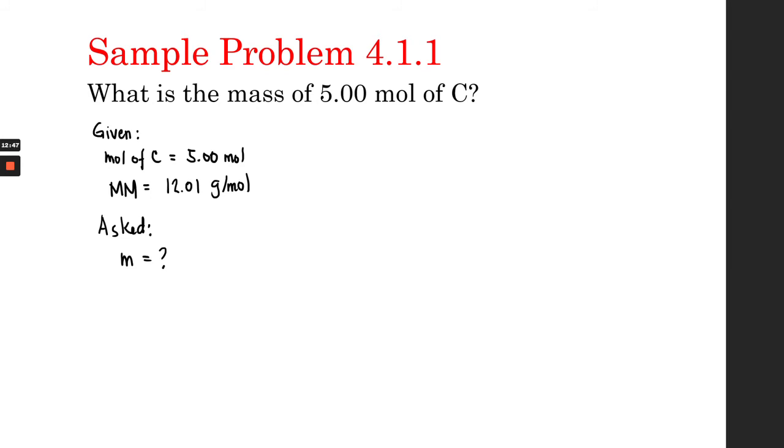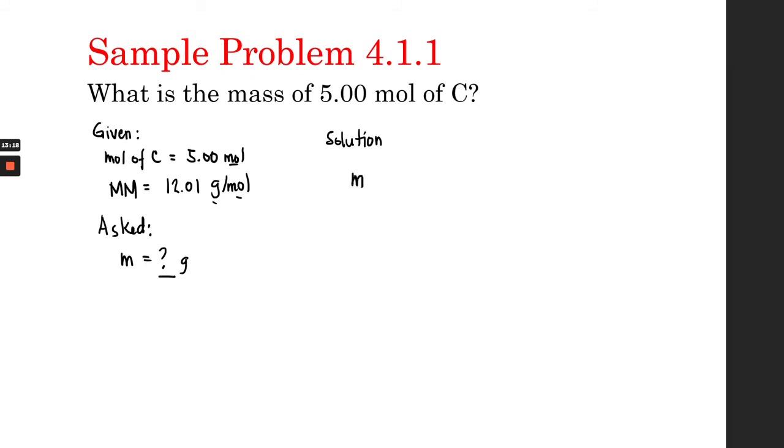So if I have 5 moles of carbon, and I know that the molar mass of carbon is 12.01 grams per mole, then how much weight of carbon do I have? In order for us to solve this, it's quite easy. You can see this is moles, and I'm looking for grams, a certain amount of grams. And what I want to do is basically multiply the two.